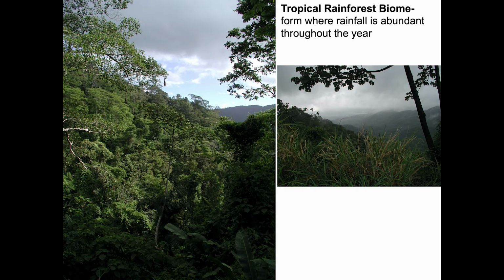Tropical rainforest biome. And this is going to form where rainfall is common throughout the year. This particular image was taken in northern Venezuela. You can see a bowerbird nest here. And here's another one looking down from the highlands towards the lowlands.